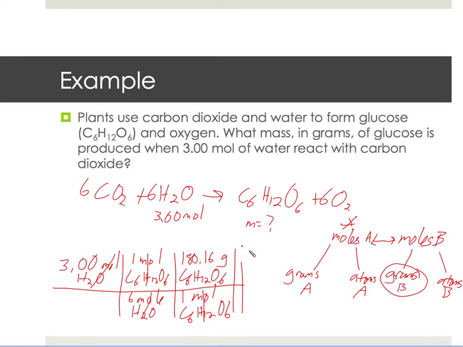So I can multiply all of this, and I should come to a final answer of 90.08. Should get 90.08, and with sig figs I need 3, so 90.1 grams of C6H12O6. That's going to be my answer there. Okay, that's going from moles of substance A to grams of substance B.